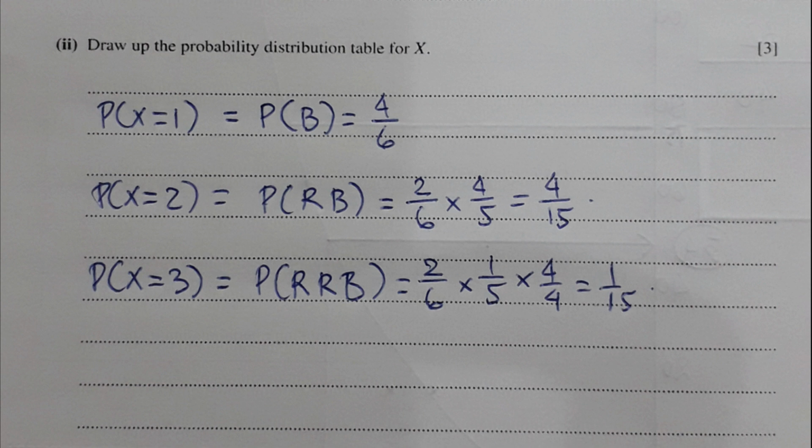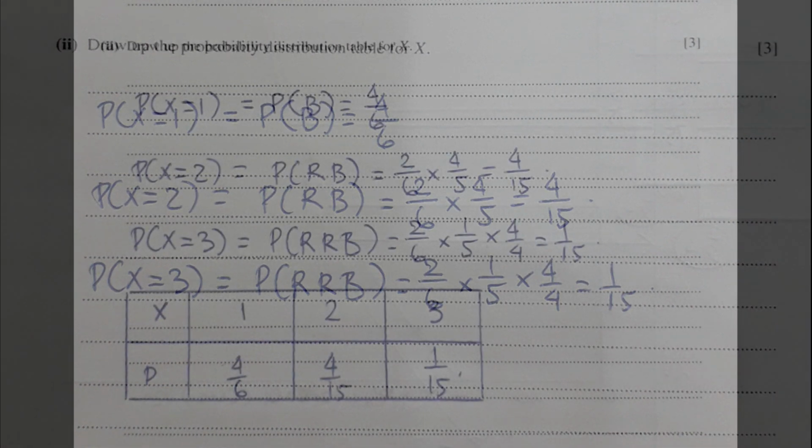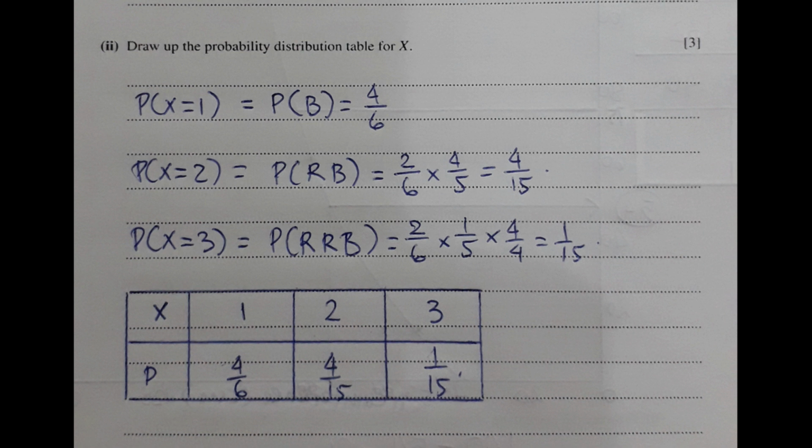Since there are only 2 reds in the box, there is no P(X = 4). Here is the probability distribution table for X. Remember, to check whether or not our calculation is correct, you can add up all the probabilities, and if the total is not 1, then there must be something wrong in our calculation.